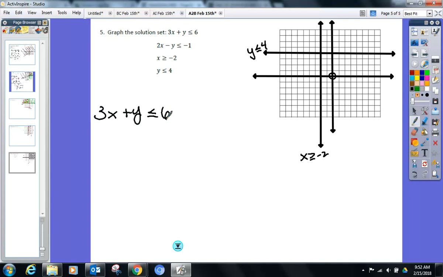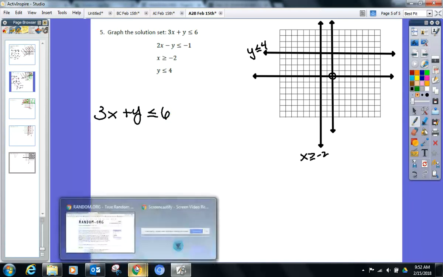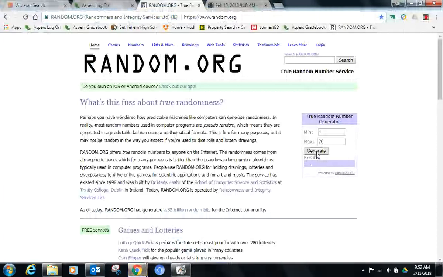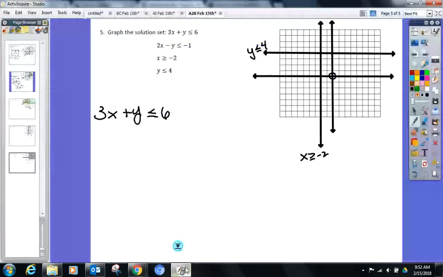Can I get a little help transforming 3x plus y less than or equal to 6? Subtract 3x. Okay, what's it going to look like, Jack? Y is less than or equal to negative 3x plus 6. Matt, you may want to focus here because I'm throwing everyone for a loop now.